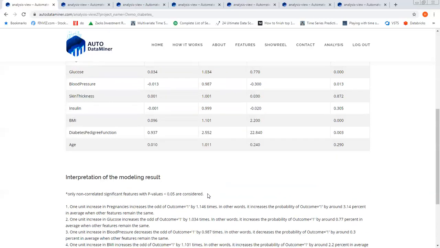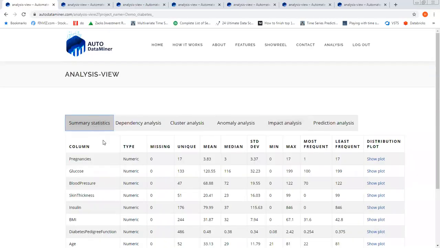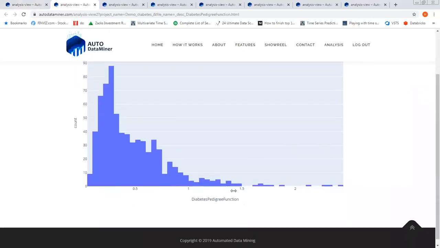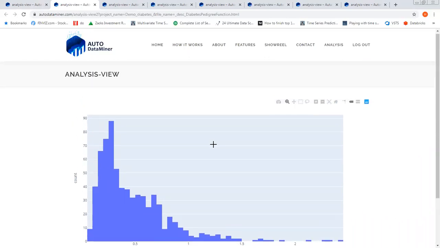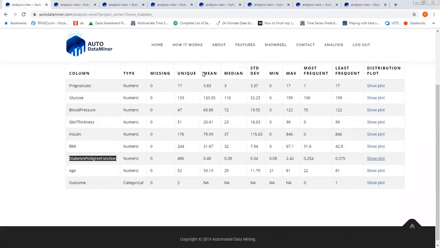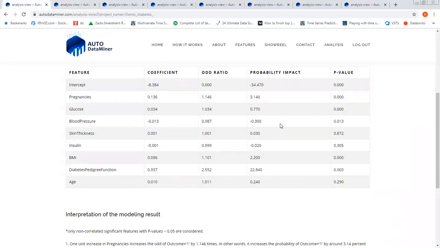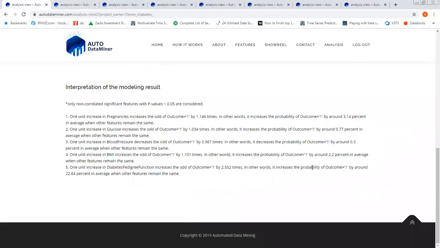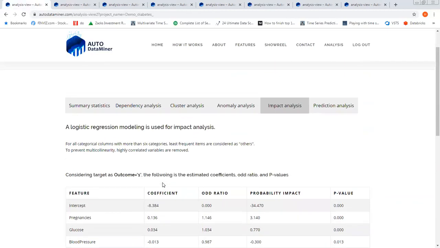So again, if I go back to the summary statistics and see this variable in the distribution plot, you can see it is between 0 and 3, right? So one level increase is a lot for this variable. That's why a one unit increase in this variable increases the probability of diabetes by 22%, which is huge. So this is the type of analysis that this part can generate.